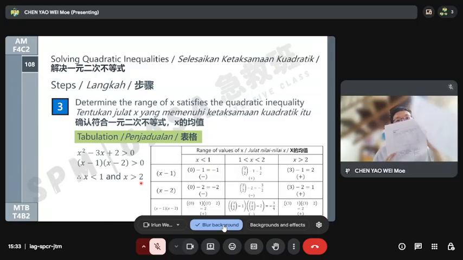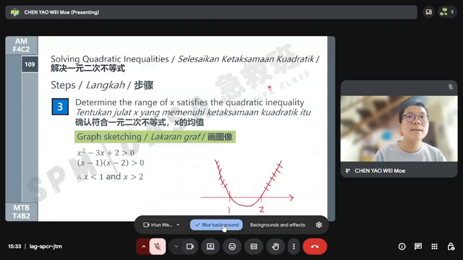Very easy, right? And we can use another method, called the graph method. Graph method is easy. Just draw a graph and remember the roots. Put the smallest first and the largest after, and you see. If I get the answer like this, how do I do it? Okay, x must be less than 1 and x is larger than 2.